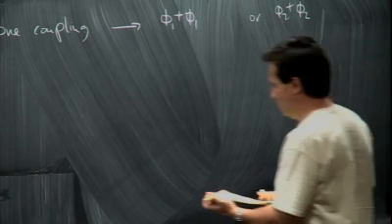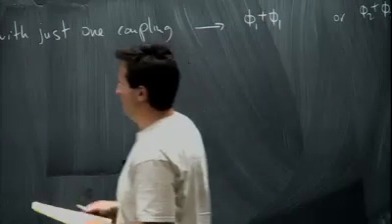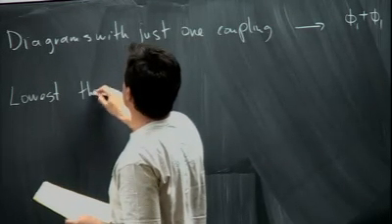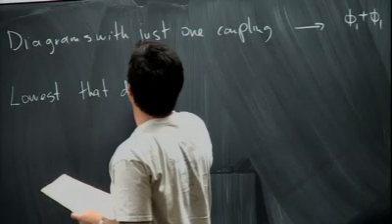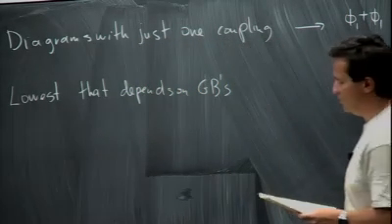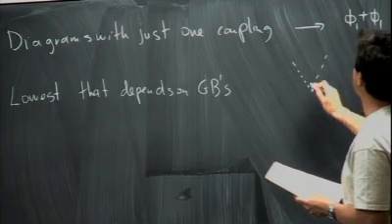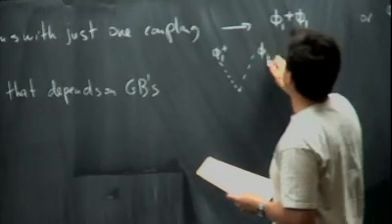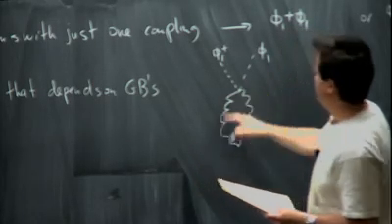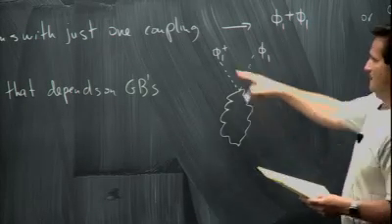So the lowest diagram that depends on the Goldstone has to include both of these interaction vertices. You can have one here: you have phi 1 dagger phi 1, and then here you have your gauge bosons. But if I just close it up without any other vertex, then it depends only on phi 1.